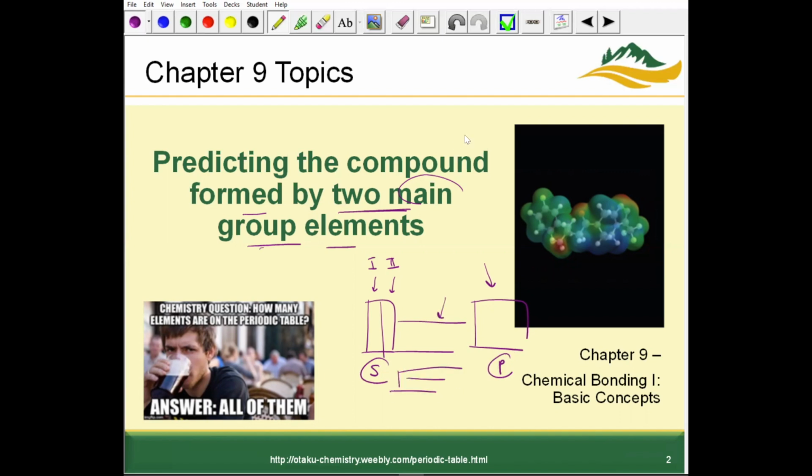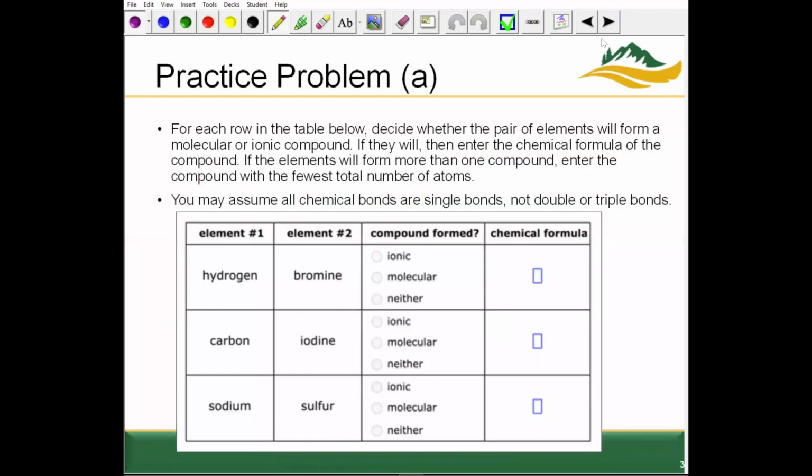So to go into this one, let's go into this practice problem, and we're going to decide whether the pair of elements will form a molecular or ionic compound. If they will form a compound, then enter the chemical formula of the compound. If the two elements will form more than one compound, enter the compound with the fewest total number of atoms.